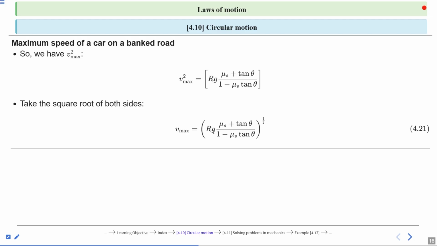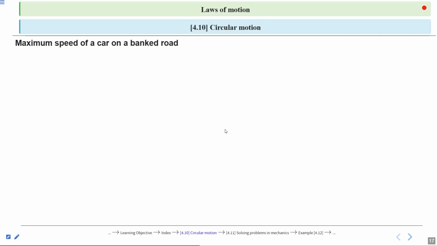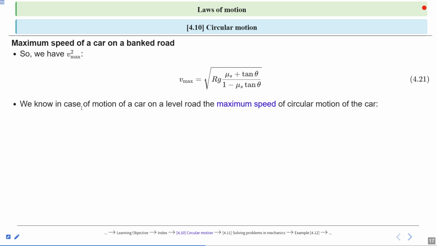If we talk about the bank road, the maximum speed is this one: V max is equal to under root Rg (mu s plus tan theta) divided by (1 minus mu s tan theta). This is the V max. We know that in the case of motion of a car on a level road, the maximum speed of the circular motion of the car is V max equal to under root mu s Rg.